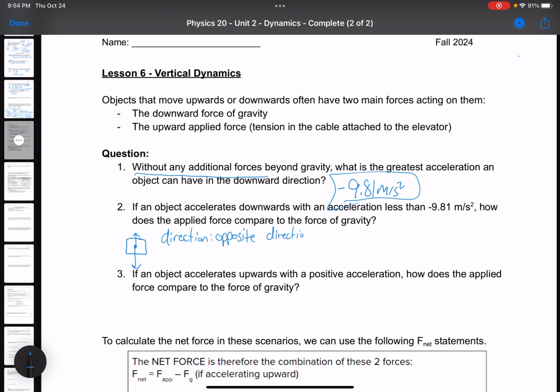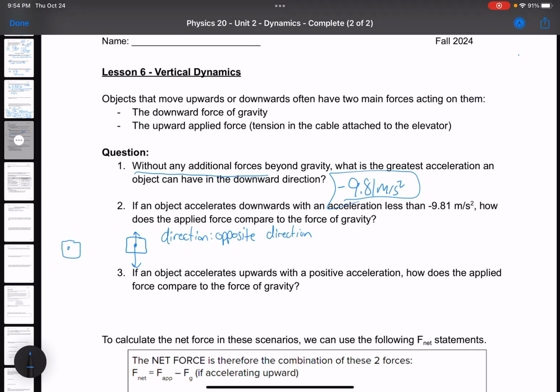Okay, now sometimes people go, well, how do you know that? Just from reading the question. Well, if it was in the same direction as gravity, okay, so if it looked like this, my acceleration would be greater than 9.81 meters per second squared because I have that force from gravity plus the other force and they're acting in the same direction. So if the acceleration is less than negative 9.81, I know that this force has to be opposing it and canceling some of it out in a sense.